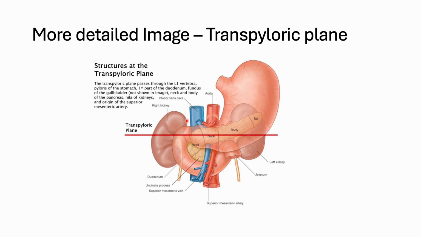We see the first part of the duodenum. The gallbladder is not shown, and then here there's actually a delineation between the neck and body of the pancreas, the hila of the kidneys, and the origin of the SMA. So you have the SMA right here.